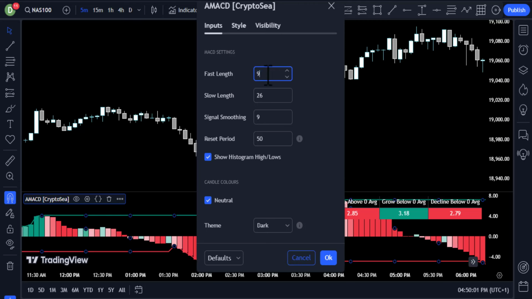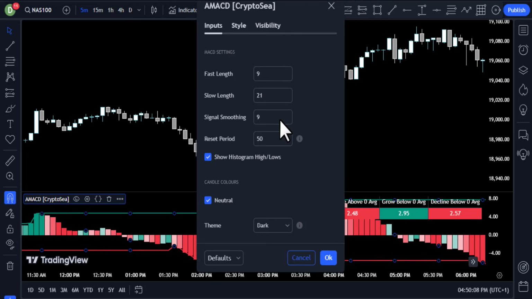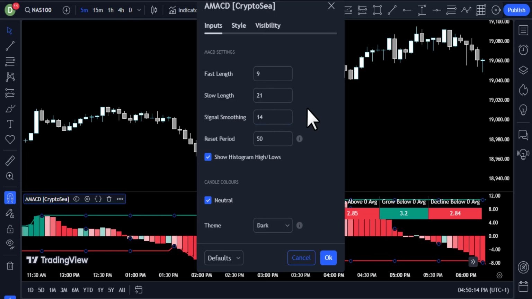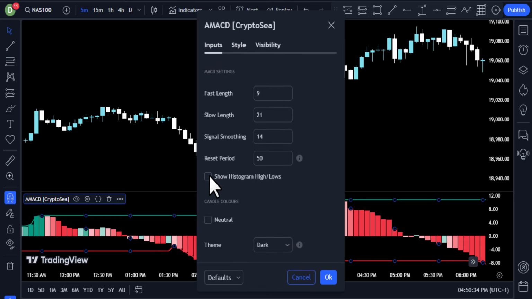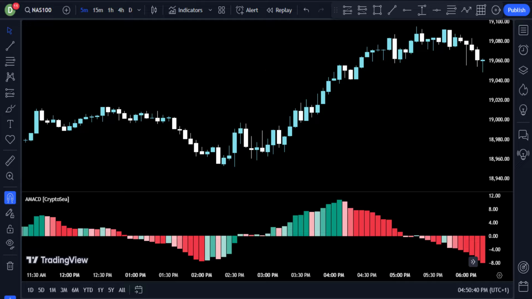You can change this fast length to 9, the slow length to 21, and this signal smoothing to 14, and then uncheck this candle coloring. And then on this style tab, you are going to uncheck only this table, and then you will click OK.